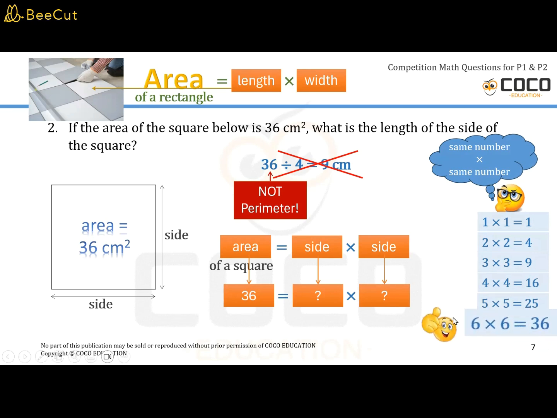Then we know 6 is the correct answer. So we can find the side should be 6. So answer, the length of the side of the square is 6.